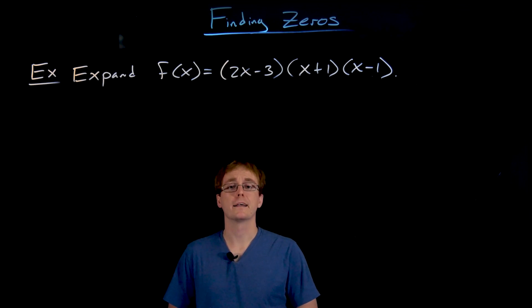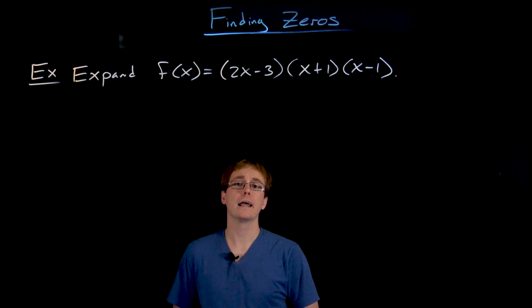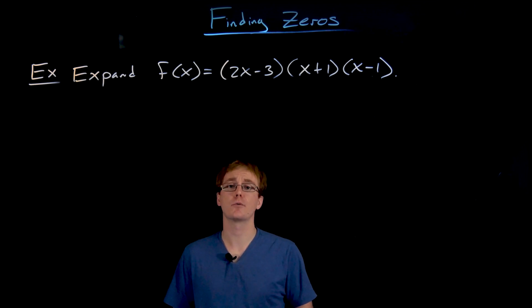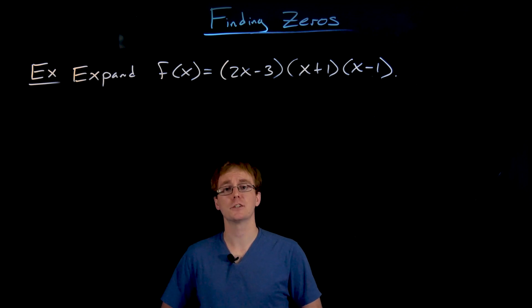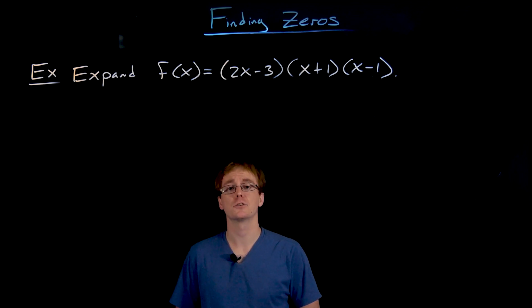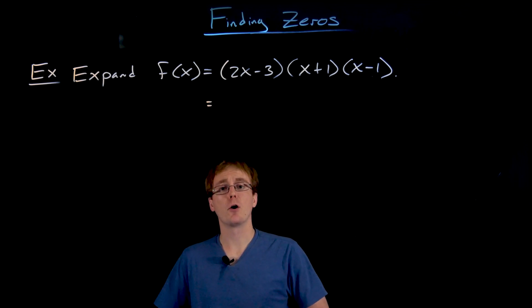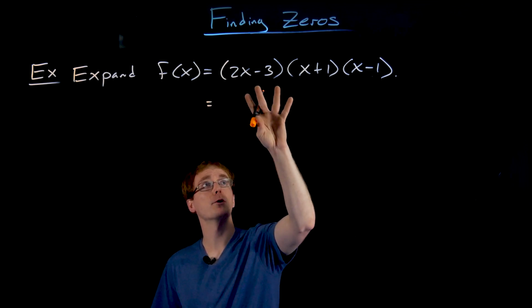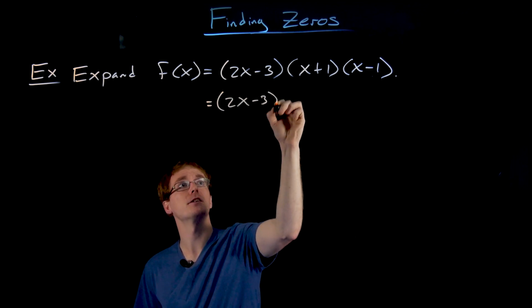Hey everyone, welcome back. In this example, I want us to take this factored form of a polynomial and translate it into its expanded form, make some observations along the way, and use those observations to create what we call the rational zero theorem. All right, so if we want to expand our polynomial from its currently factored form, we're going to have to use the distributive property and multiply these quantities in parentheses together.